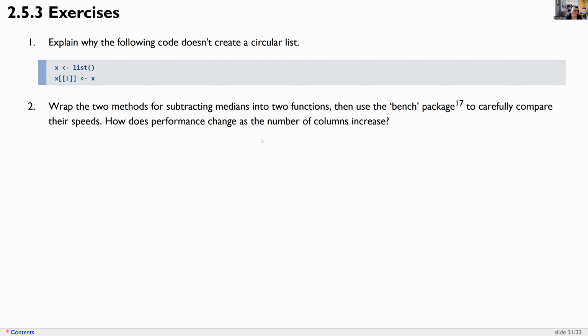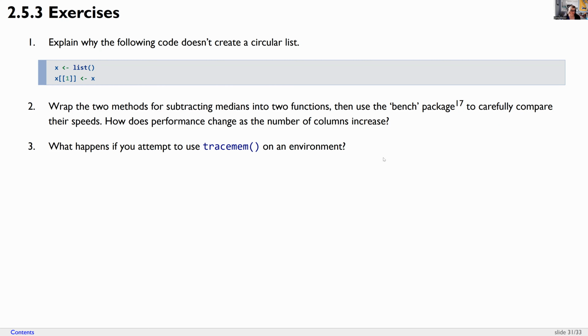Wrap the two methods for subtracting medians into two functions and use the bench package to carefully compare their speeds. How does performance change as the number of columns increases? So you can try this out on your own. This is the one that uses the data frame versus the one that works on the list. You can try this out for yourself using the bench package, and you'll see the performance change between the list version versus the data frame version is quite substantial when you have a lot of columns.